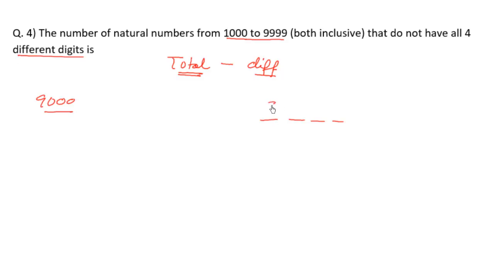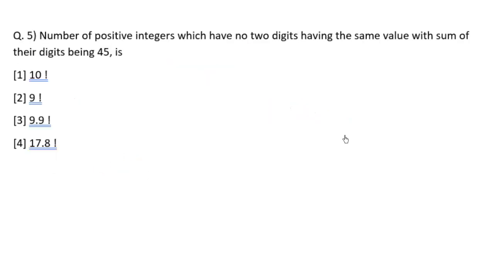Now we have to find 4-digit numbers with all the digits different. Obviously this can be done in 9 ways, this again in 9 ways, this in 8 ways, and this in 7 ways. So the total count is the product of these, which is 81 into 8 into 7, which is 4536. So we have to take the difference and subtract it from 9000. So we'll be getting 4464. So this becomes the answer.